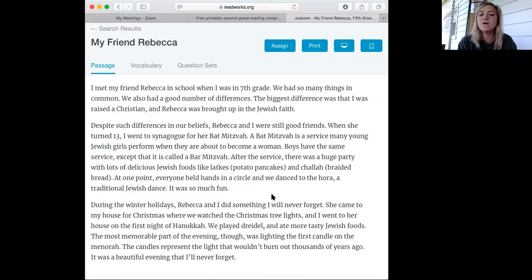The most memorable part of the evening, though, was lighting the first candle on the menorah. The candles represent the light that wouldn't burn out thousands of years ago. It was a beautiful evening that I will never forget.